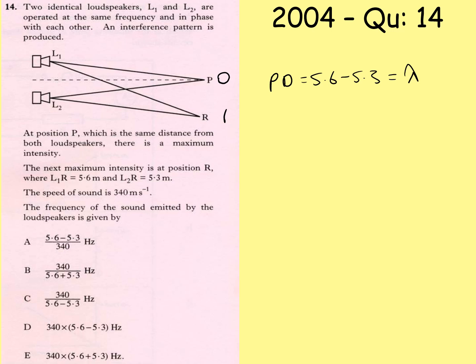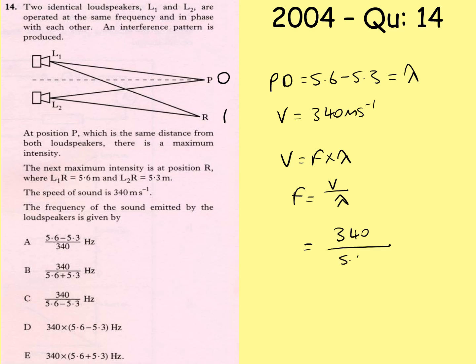We're told the speed of sound, v, is equal to 340 meters per second, and we're asked to find how we determine the frequency. Well, if you remember the wave equation as it appears on the relationship sheet, v equals f times lambda, which you can rearrange to f is equal to v over lambda. Substituting in what we already know from above, this is equal to 340 over 5.6 take away 5.3, which is C.